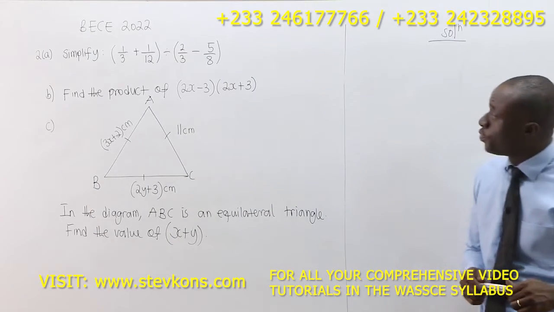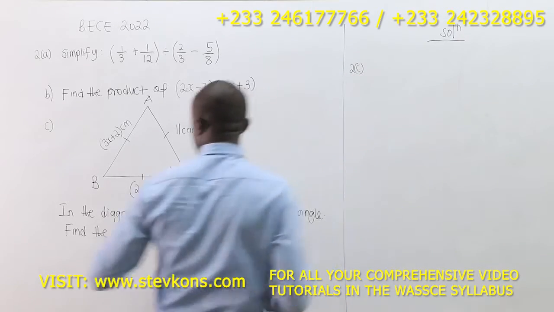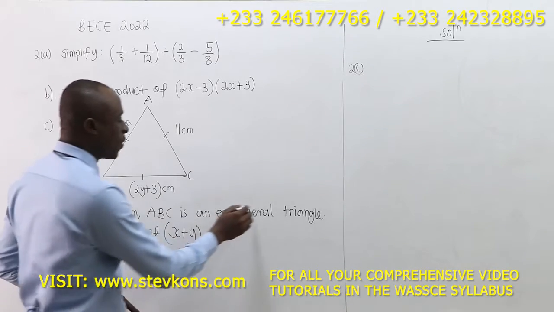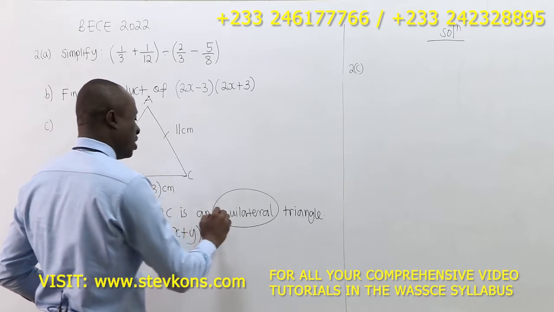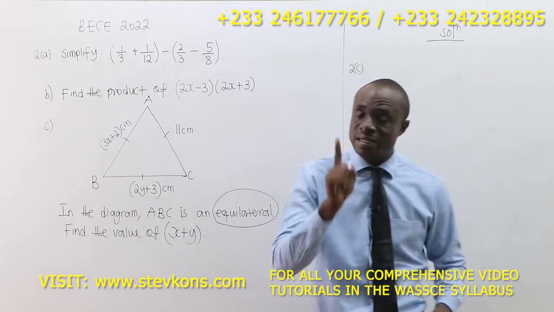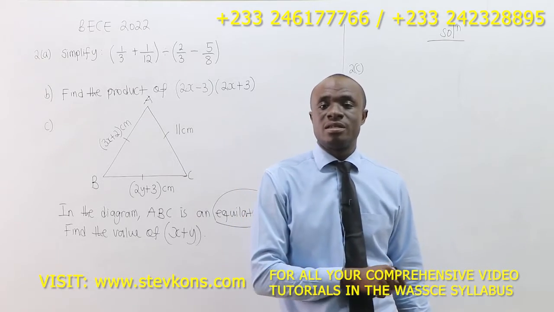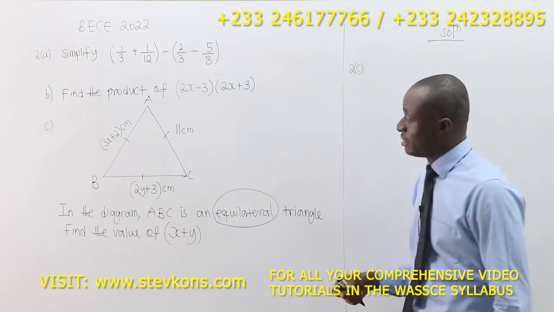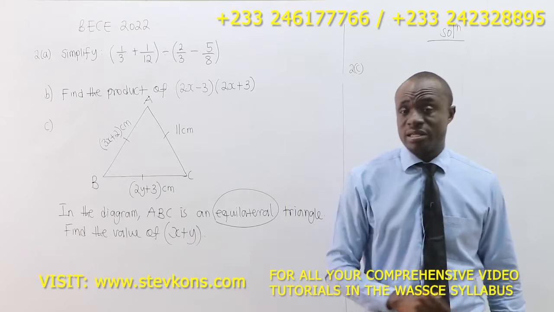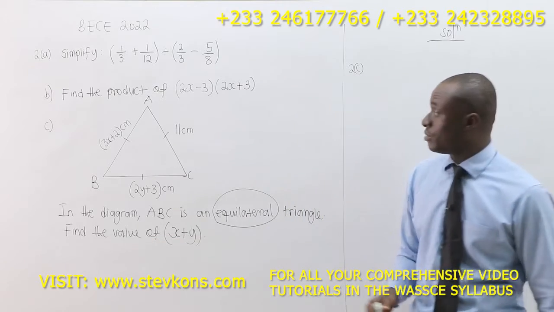BECE 2022, question number 2C. Now we are being told that we have triangle ABC. In the diagram, ABC is an equilateral triangle. For an equilateral triangle, all the sides are equal, and all the angles are equal to 60 degrees. Because it is equilateral, all the sides are equal. Find the value of x plus y.